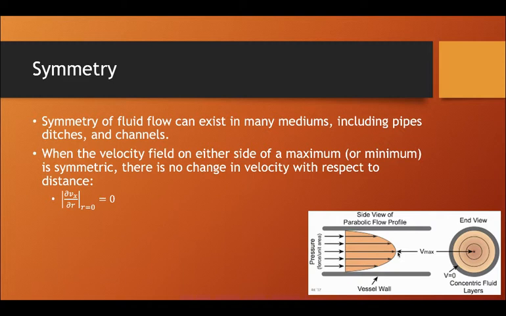And at this point, the radius is zero because we're right at the center of the pipe, and the first derivative of the velocity isn't going to be changing. That's what we mean when we say the gradient is zero. So you can see that written out here: at the point where the radius is zero, right at the center, there's no change in velocity with respect to radial distance.